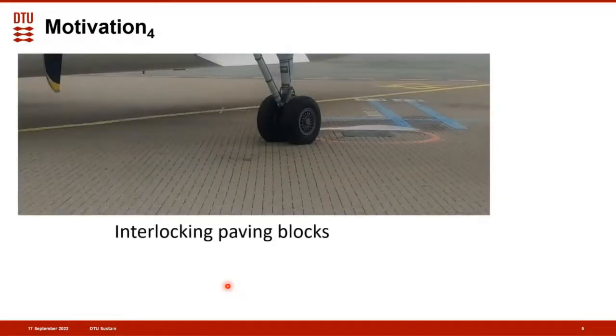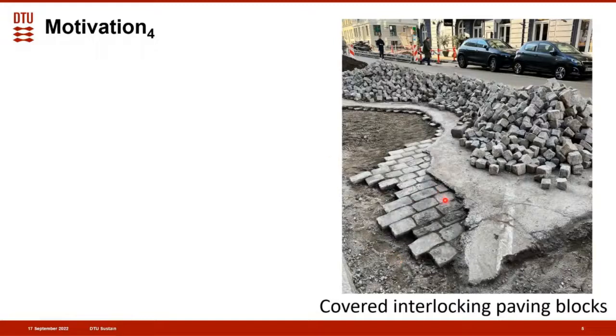Another example of a fragmented layer is interlocking paving blocks. You can consider a layer of interlocking paving blocks as a fragmented layer. And there are many cases where the interlocking paving blocks are in fact not at the surface but overlaid with a continuous layer, for example, here.